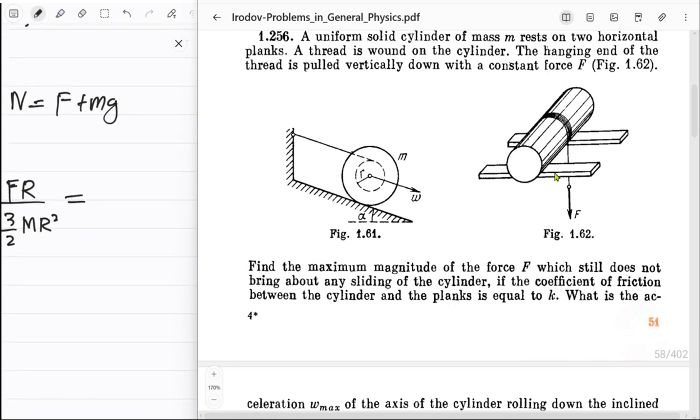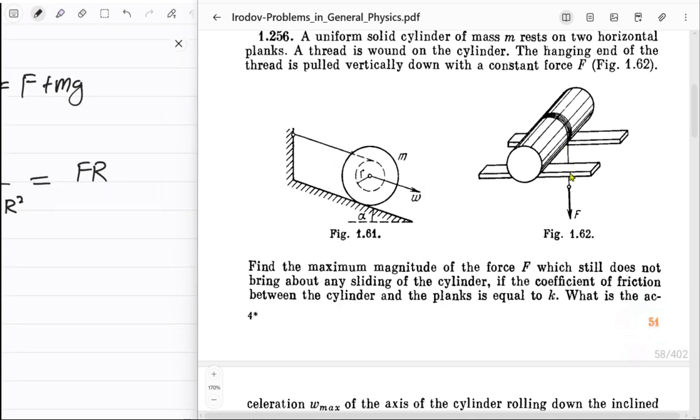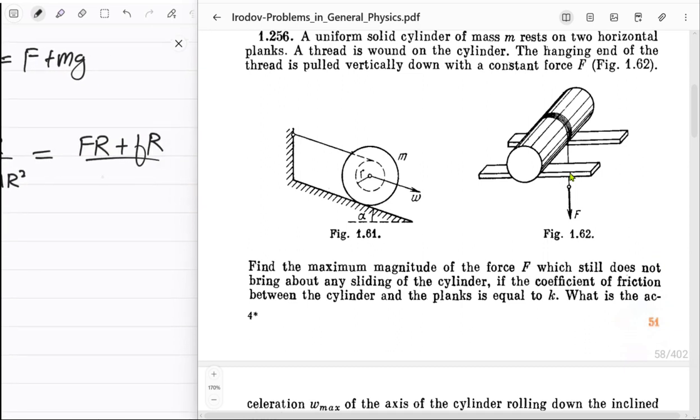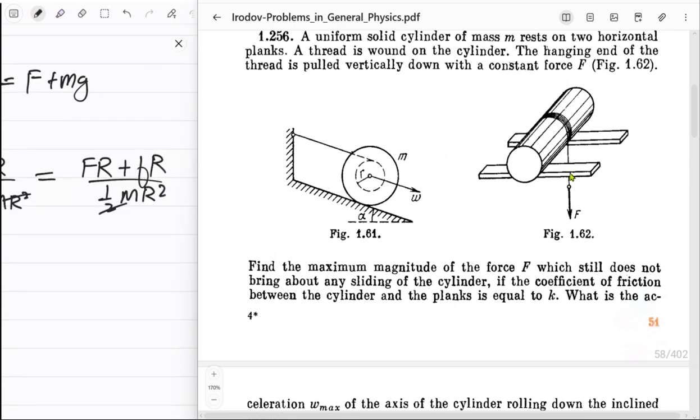And that's equal to... okay, so when you take the reference frame of the center of mass, what's the torque? It's F times R, both in the same direction, in fact. But there's also another torque because of the friction, so that's plus friction times R. Now the inertia is just 1/2 mr squared. Perfect, it all cancels.